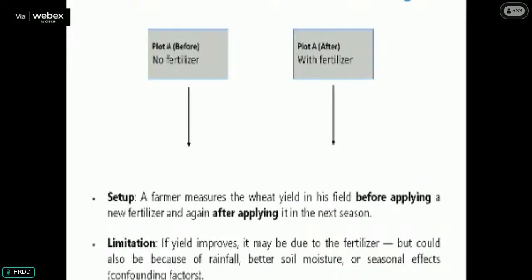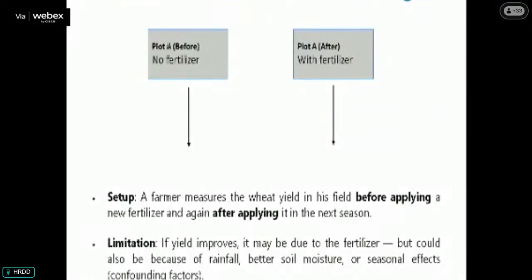Two different experiments in two different timelines they are done. But the limitation is, if yield improves, in 2025 yield has improved. It may be due to the fertilizer. Yeah, we agree that it may be due to the fertilizer, but could also be because of rainfall. So in 2025 the rainfall is different than the previous year. Better soil moisture, the moisture content of the soil which was there before in 2024, might have changed. Or seasonal effects, they have not grown in the same season. So these are the extraneous variables.